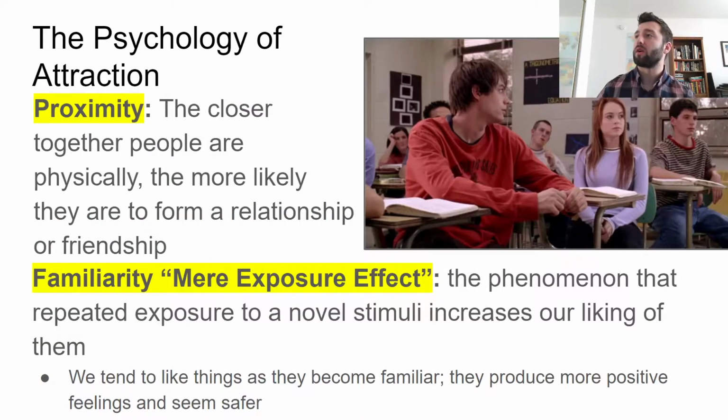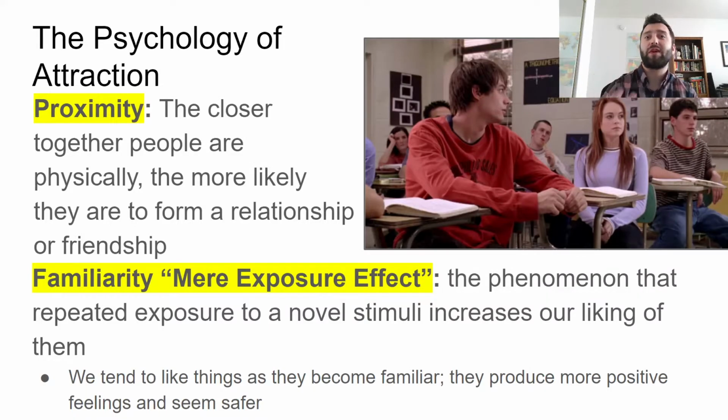From there, we're going to talk about some of the different things that affect attraction. So the psychology of attraction. What are the things that make people attracted to each other? Okay. So one of the big ones is proximity, right? Proximity is literally how physically close you are to that person, right? So are you near them frequently?